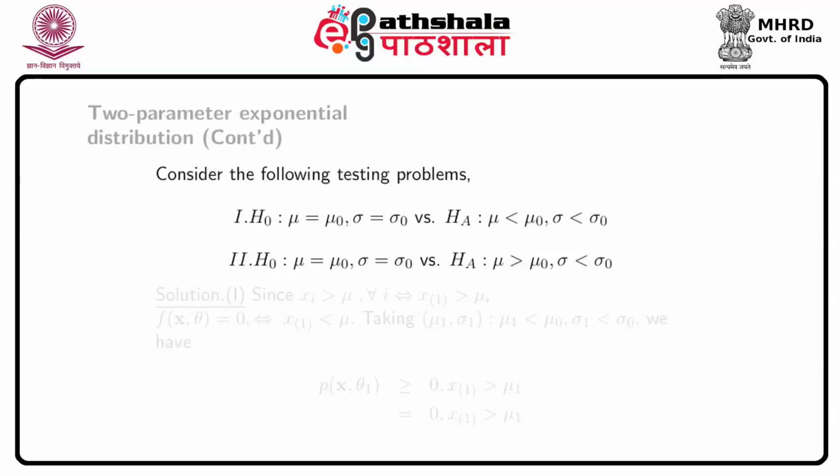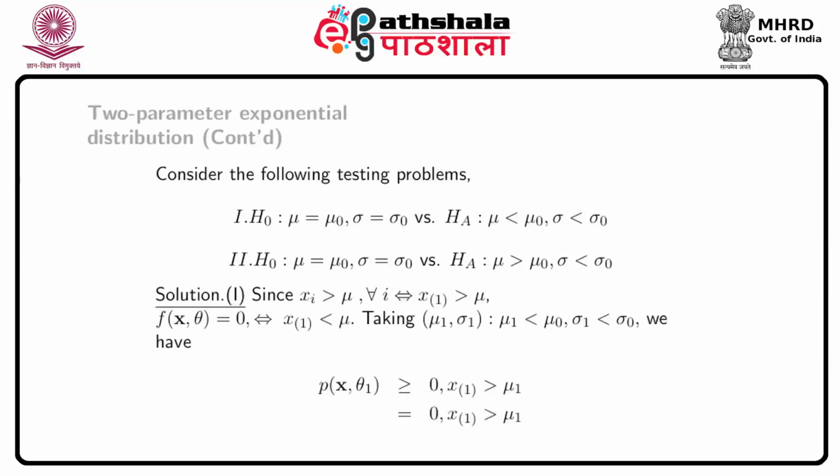Consider next the following testing problems. The first one is the null hypothesis H0 that mu = mu0 and sigma = sigma0 against the alternative HA that mu is less than mu0 and sigma is less than sigma0. The second hypothesis is H0 that mu = mu0, sigma = sigma0 against HA that mu is greater than mu0 and sigma is less than sigma0, where mu0 and sigma0 are both specified. Solution 1.